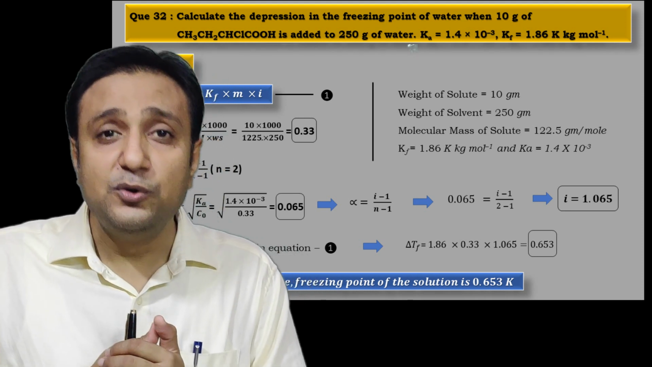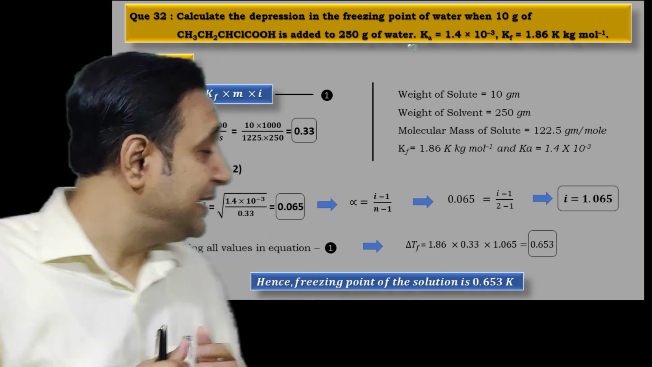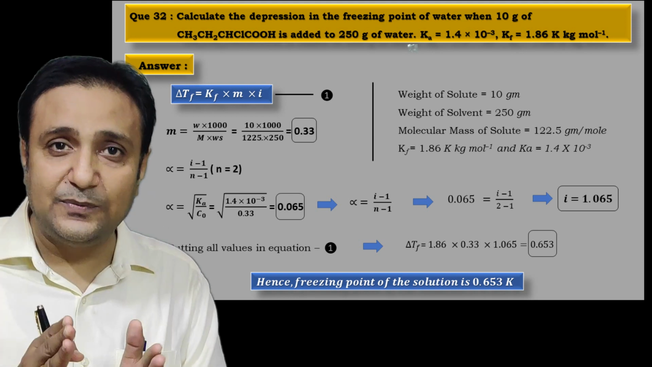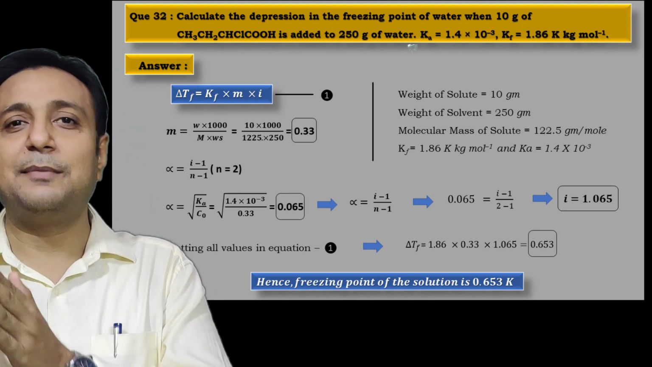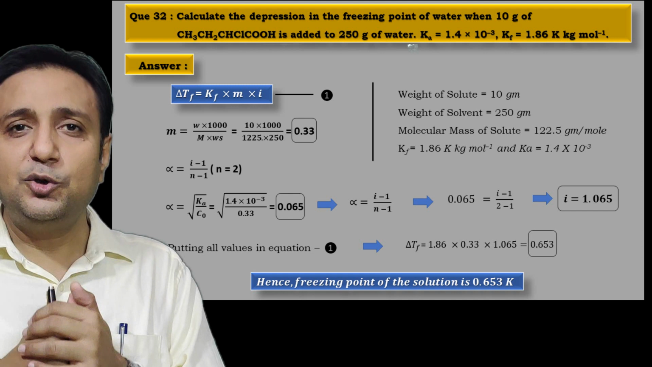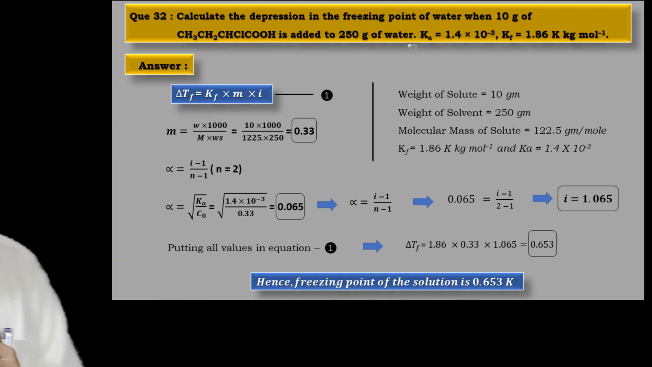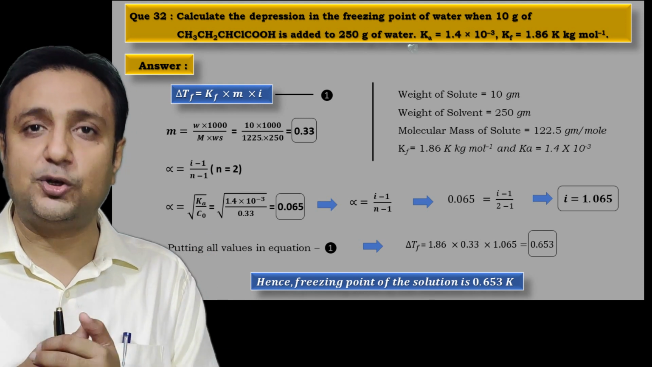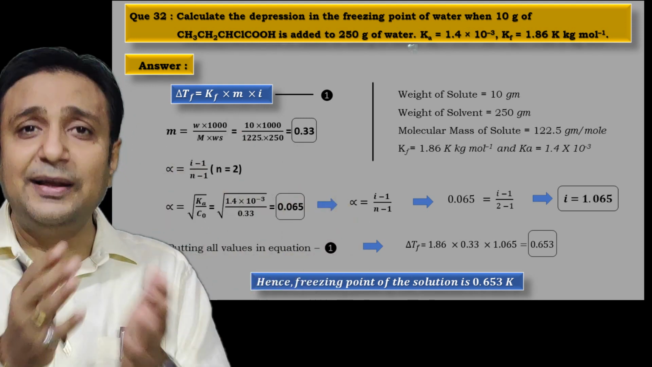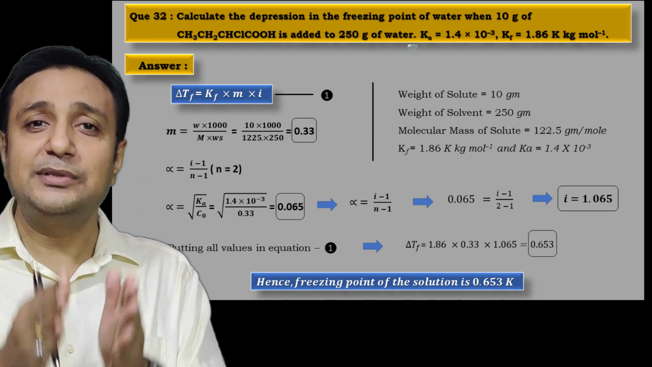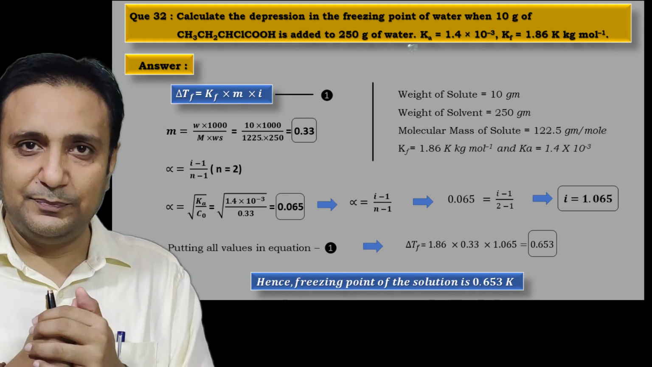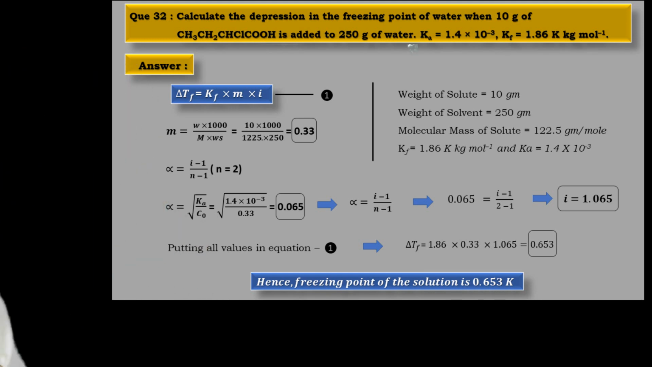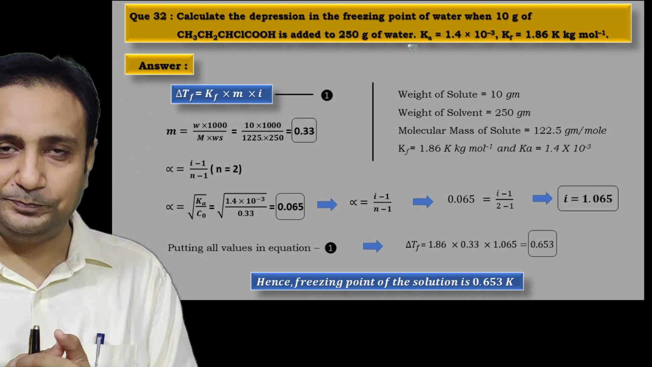Which equation will be useful for this numerical? That equation is given on your screen. Delta Tf is equal to Kf multiplied by small m multiplied by i. Small m you can easily calculate by this formula: W multiplied by 1000 divided by molecular weight multiplied by weight of solvent. Put all the values, which they have given in the numerical. By multiplication and division, you will get its value 0.33.